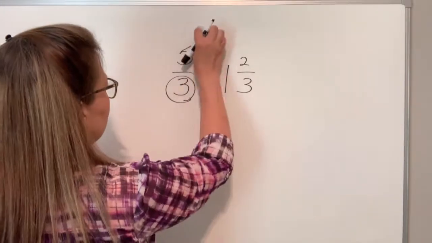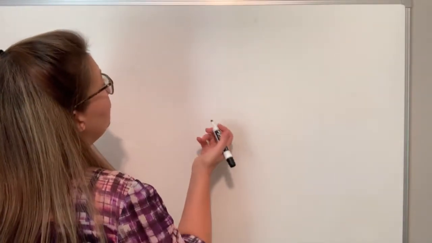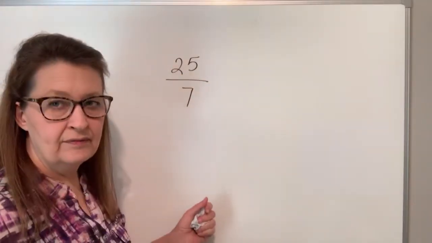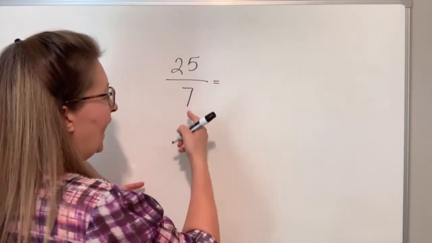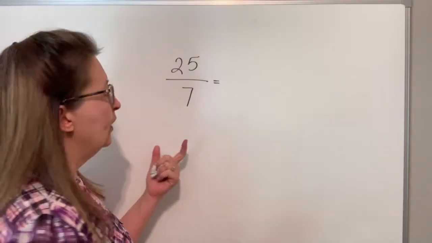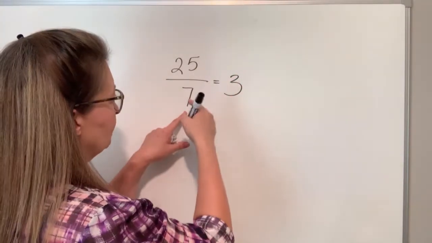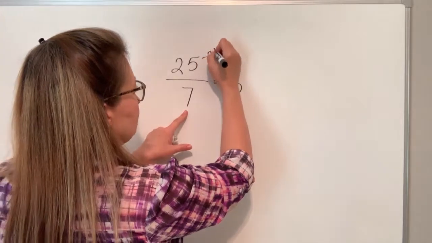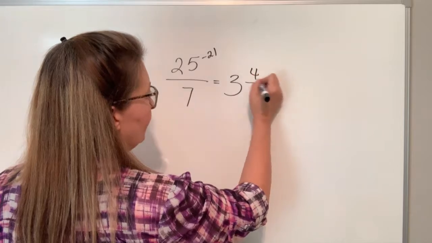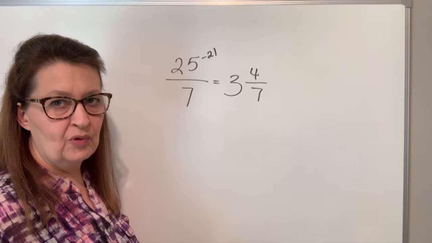Let's look at another one. Let's take 25 over 7. Okay? Ask yourself, how many times will 7 go into 25 evenly? Well, it'll go in 3 times. So 7 times 3 is 21. Now you subtract that, 25 minus 21 gives you 4 left over, so 3 4/7. Okay? It's just that simple.